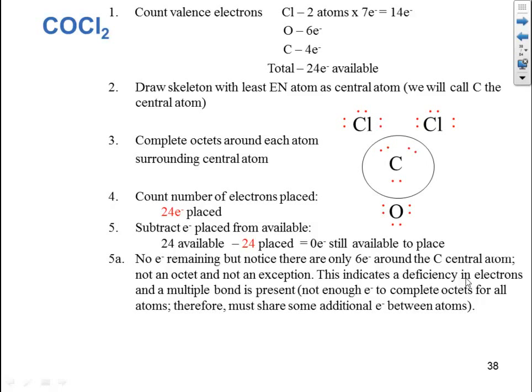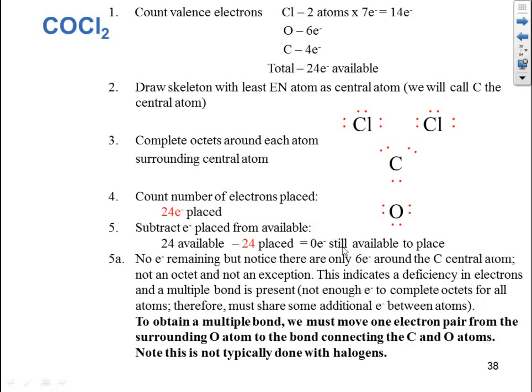This indicates a deficiency of electrons, and a multiple bond is present. There's not enough electrons to complete the octet for all the atoms. Therefore, I must share some additional electrons between atoms. Well, typically you don't do that with the halogens, so the only choice is the oxygen. So to attain a multiple bond, we must move one pair of electrons from the surrounding oxygen to the bond connecting the carbon and oxygen atoms. Note this is not typically done with the halogens. So I'll take 2 electrons and move them between the 2.